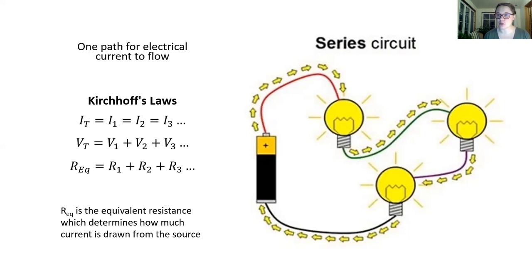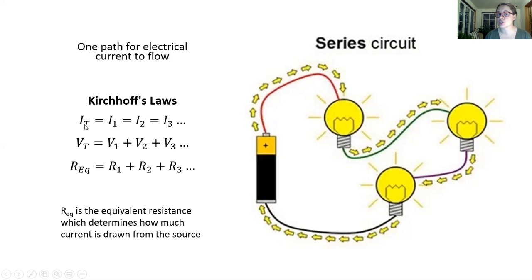Kirchhoff was a scientist who studied electricity, and he came up with 3 laws that relate to series circuits, and they relate to current, voltage, and resistance. So first of all, if we think of it like water, there is one path for the current to flow, or for the water to flow. So the current, what goes in must come out. The flow must be the same everywhere. The flow can only flow as fast as the sum of the resistances allows.